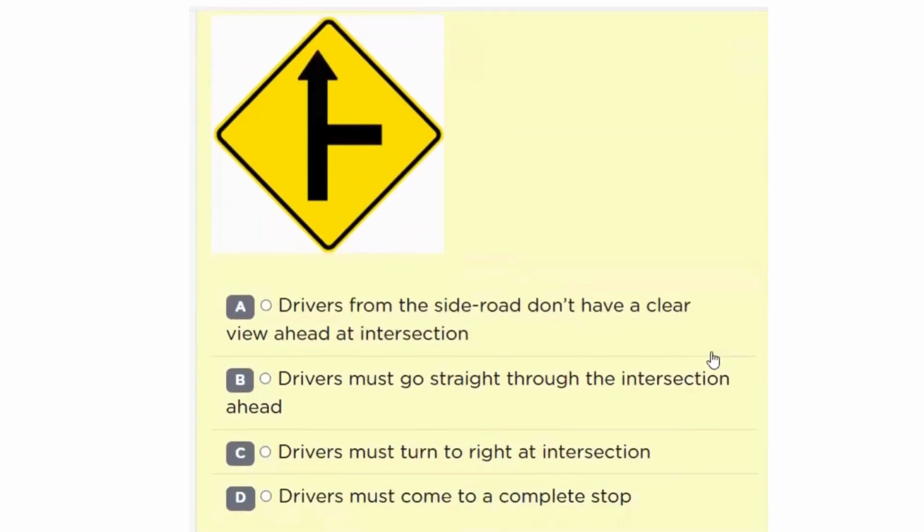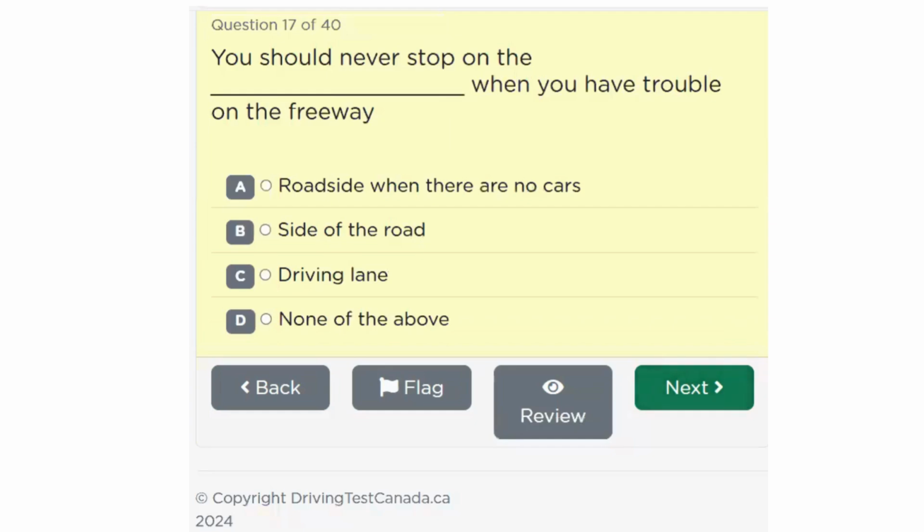Drivers from the side road don't have a clear view ahead at intersection. Drivers must go straight through the intersection. I think maybe this: drivers from the side road don't have a clear view ahead at intersection. I think it must be this one.